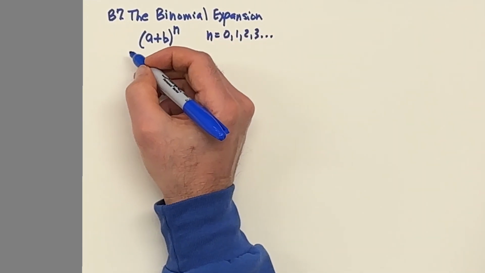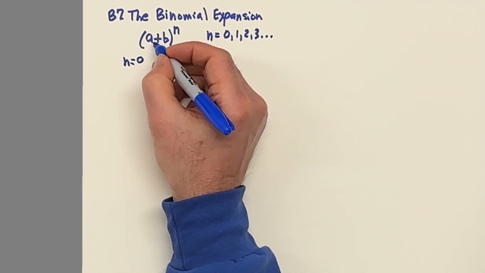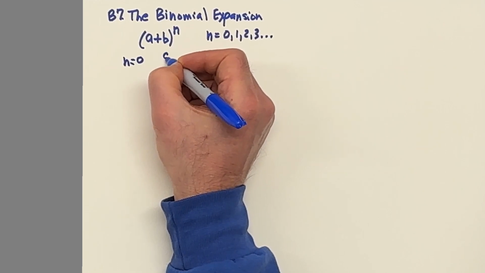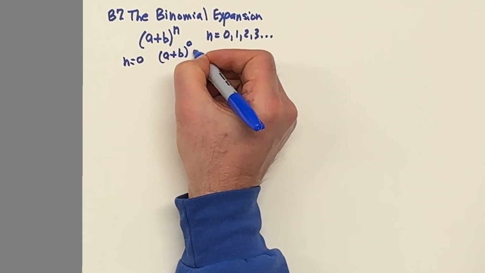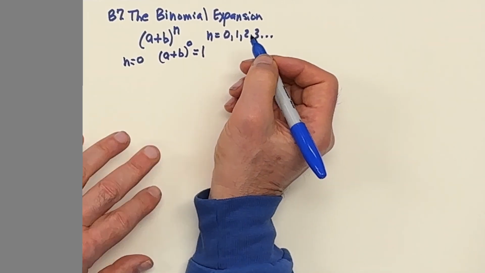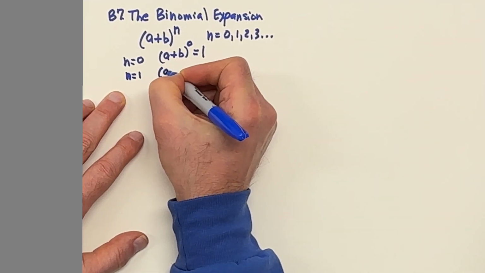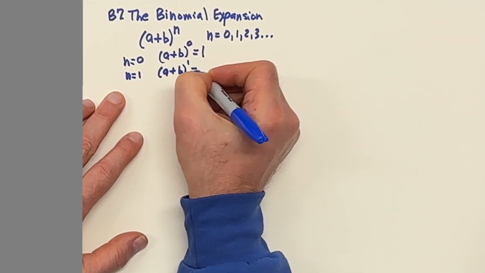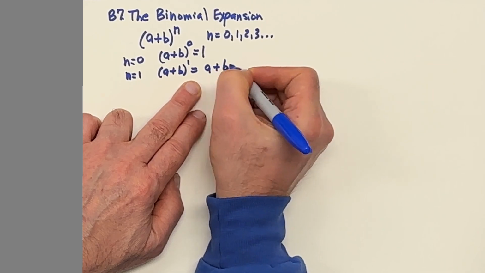Now, if n is equal to 0, then anything here to the 0th power is going to be 1. So a plus b, that quantity to the 0th power, is equal to 1. If n is equal to 1, then a plus b to the first power would simply be a plus b.